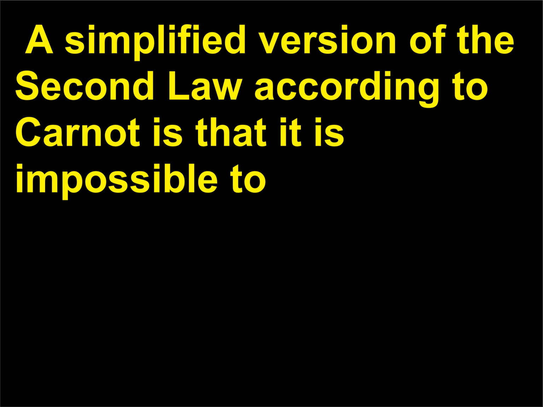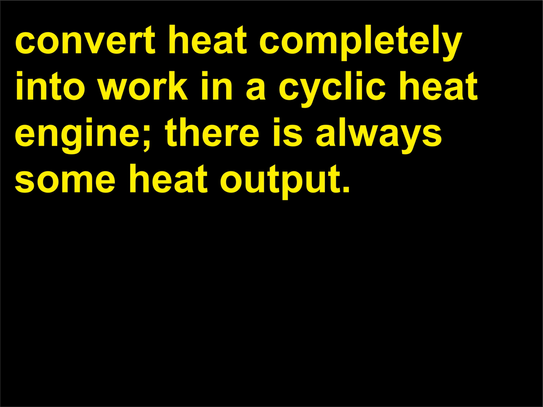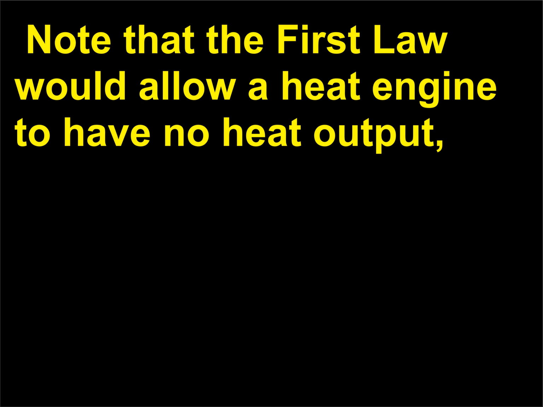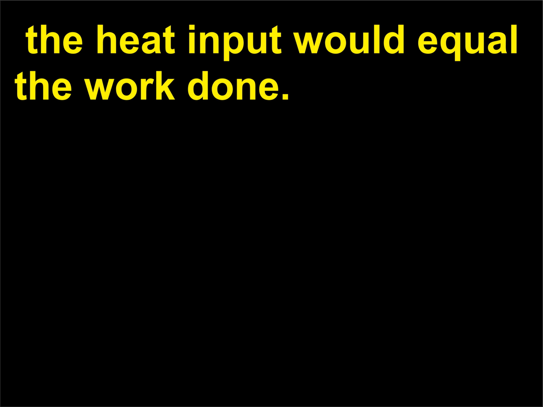A simplified version of the second law according to Carnot is that it is impossible to convert heat completely into work in a cyclic heat engine. There is always some heat output. Note that the first law would allow a heat engine to have no heat output. The heat input would equal the work done.